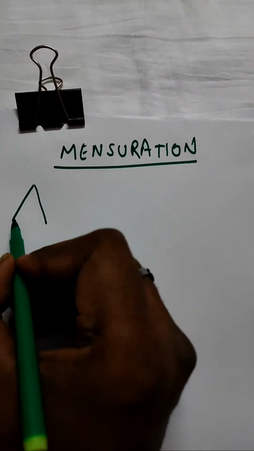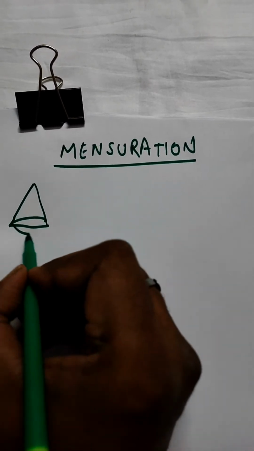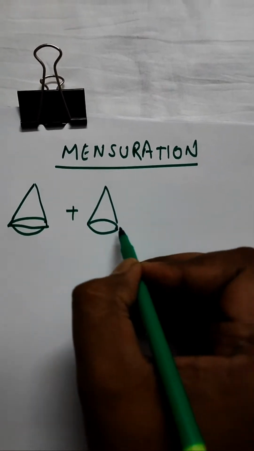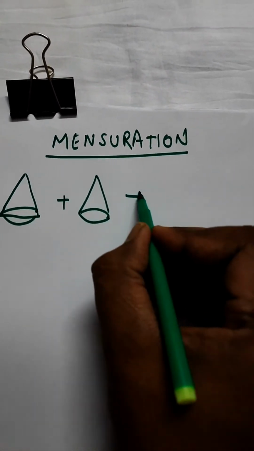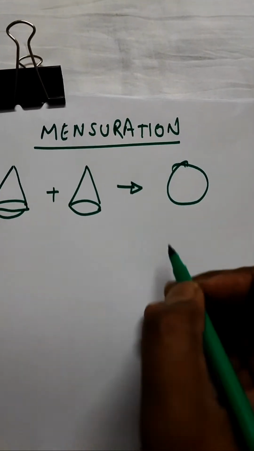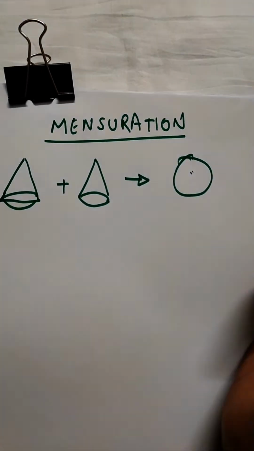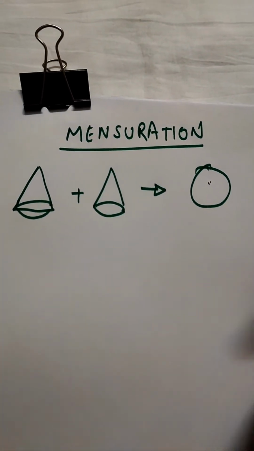The question was very clear: if two cones are melted together and they form a sphere. If these are the two cones given to us and they are melted to form a sphere, then what will be the diameter of this sphere?